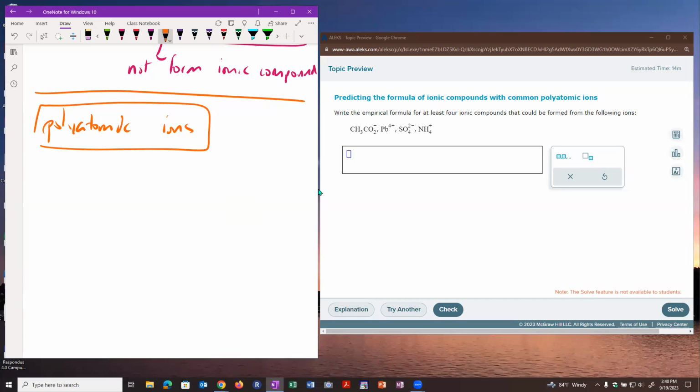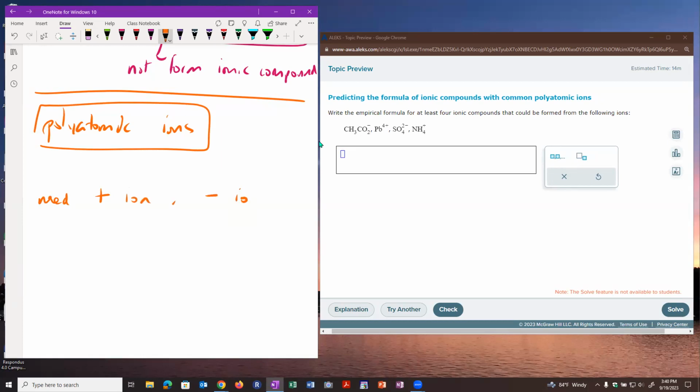And the same rule applies. If we want to determine the formula for ionic compounds, we need a positive ion and we also need a negative ion, right? So we need a cation and we need an anion in order to combine to make an ionic compound. So let's just select a couple of these. We'll do the NH4 plus, and then we have the SO4 2 minus. So you have a positive cation, and we have a negative anion.